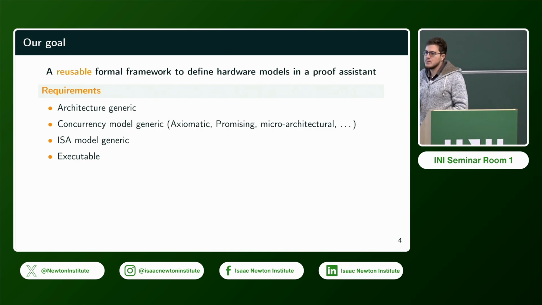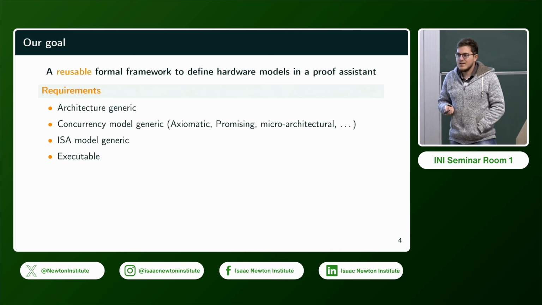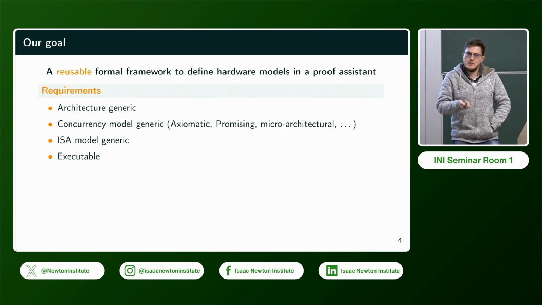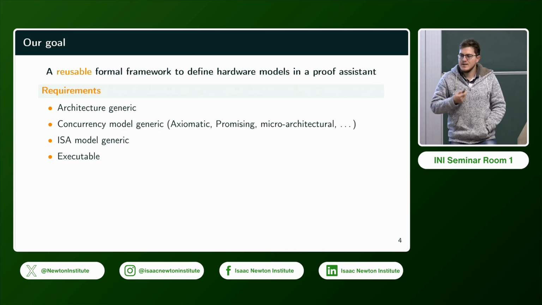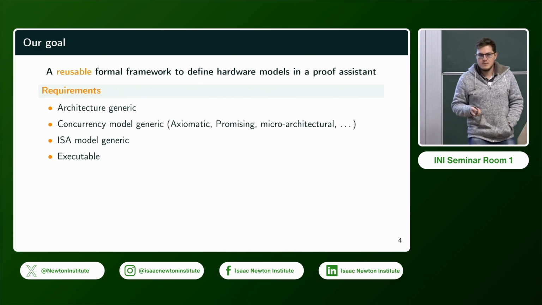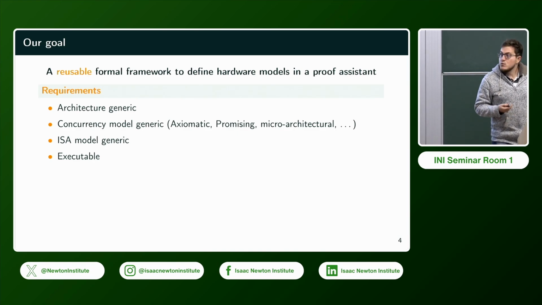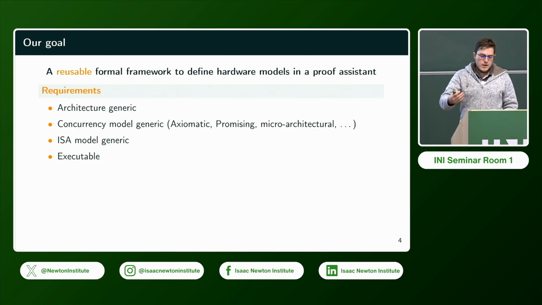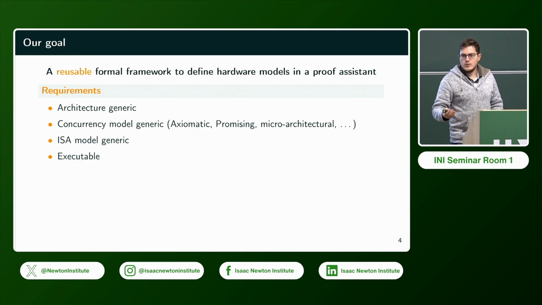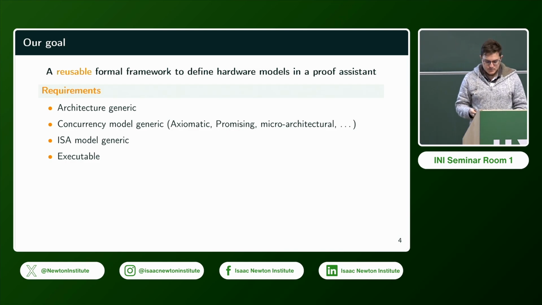And last bit, we want all of this to be executable, because right now official models are often defined by tools. For example, the official ARM memory model is defined by the HERD tool, and the only way you can compare whatever you're doing with the HERD tool is by running the same test and checking that you get the same results. So we really want this framework to allow us to write models that you can actually run, at least on small tests.